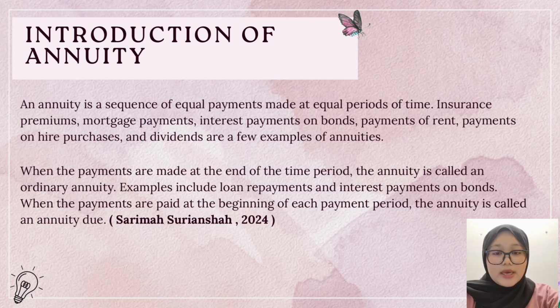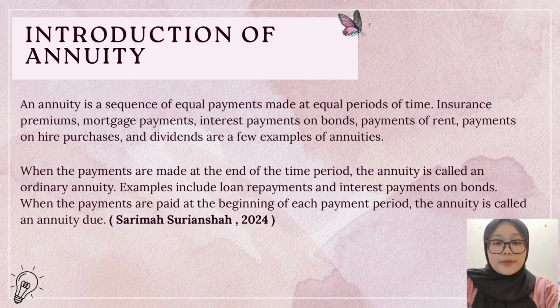Introduction of annuity. An annuity is a sequence of equal payments made at equal periods of time. Interest, premiums, mortgage payments, interest payments on bonds, payments of rents, payments on hire purchases, and dividends are a few examples of annuities. When the payments are made at the end of the time period, the annuity is called an ordinary annuity. Examples include loan repayments and interest payments on bonds. When the payments are paid at the beginning of each payment period, the annuity is called an annuity due.